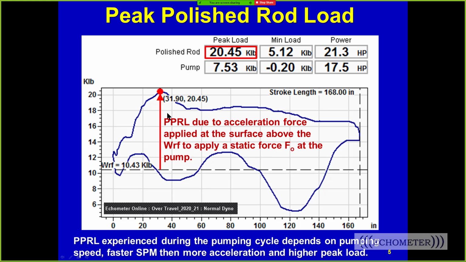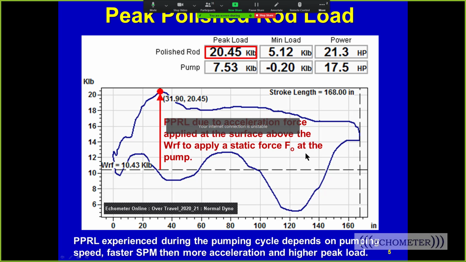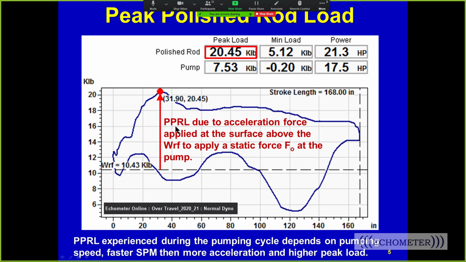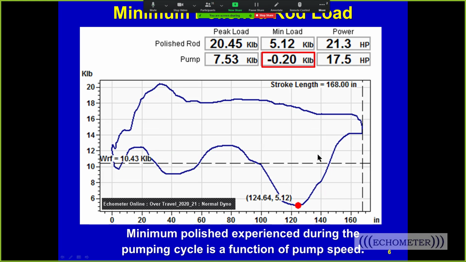And so the minimum load, and basically this peak load here, I just popped up another note, is that the peak load is created at the surface over the weight of rods and fluid by picking up the fluid load and applying acceleration force to pick up the fluid load. And this force is going to be higher than the fluid load that we're picking up due to the acceleration.